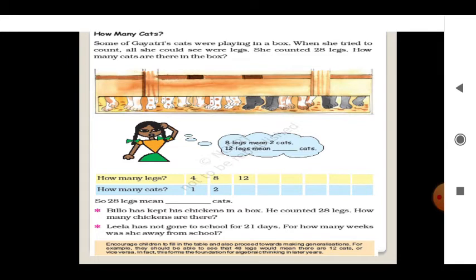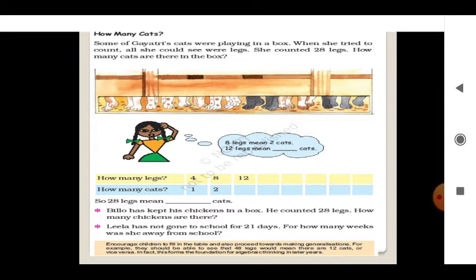Billu has kept his chickens in a box. He counted 28 legs. How many chickens are there? See, how many legs does a chicken have? First, you remember and think, then give your answer. This one you take as homework. You answer by yourself. Like that only, he also kept chickens in a box. If he counted the chickens' legs, it is 28 legs. What is the answer for this? How many chickens are there? You need to find. So like that only, Leela has not gone to school. Leela has not gone to school for 21 days.